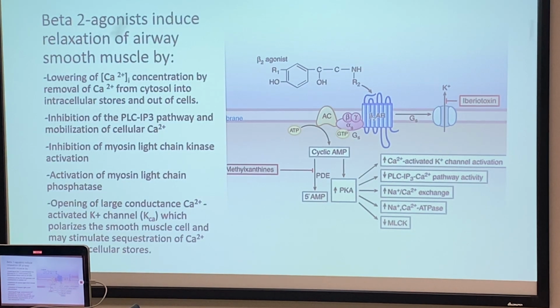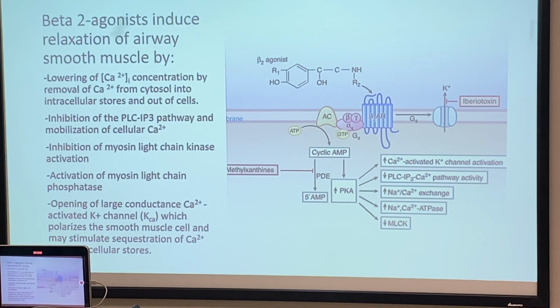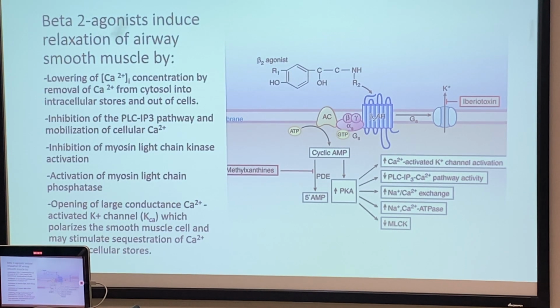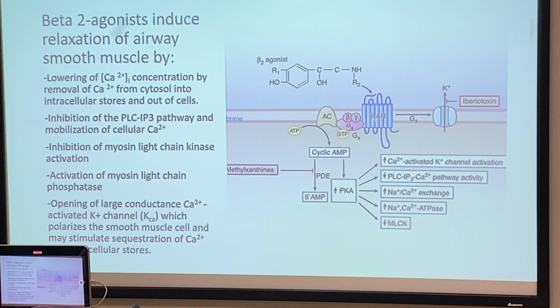They lower the calcium concentration by removing calcium from the cytosol, inhibit PLC IP3 pathway, that means phospholipase C activation will cause the IP3 activation. So if you inhibit PLC, then it will inhibit the IP3. So inhibition of IP3 receptor will make the calcium stay back in the intracellular storage, which is in the endoplasmic reticulum.